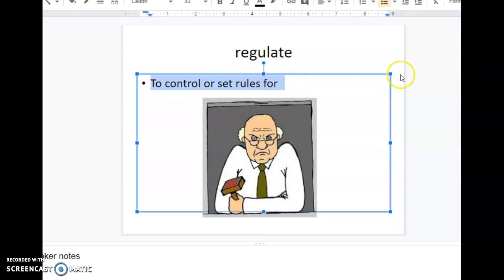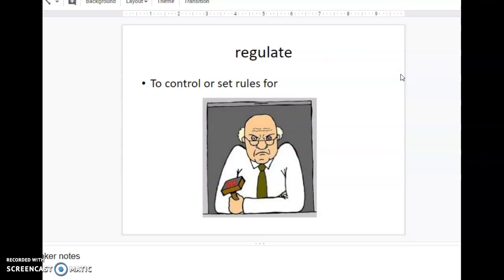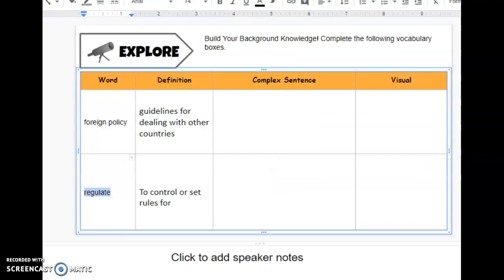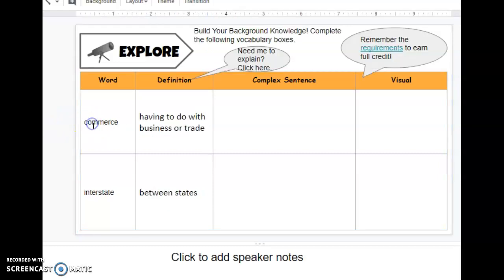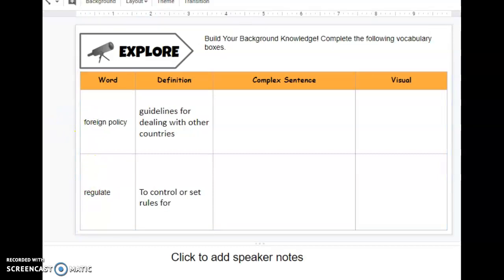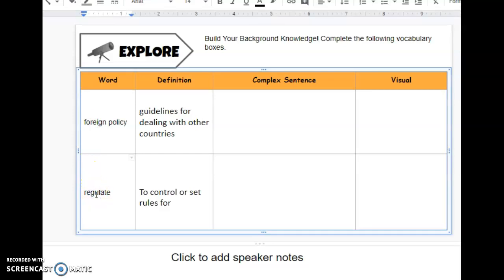The teacher regulated the classroom to maintain order and make sure everybody was learning. The principal regulated the school to make sure all students felt included and had the ability to learn in school. Regulate. The thermostat regulates the temperature in the house. Okay. Commerce, interstate, foreign policy, and regulate for this week.